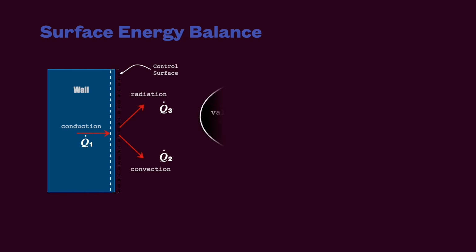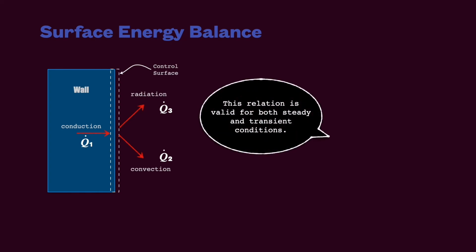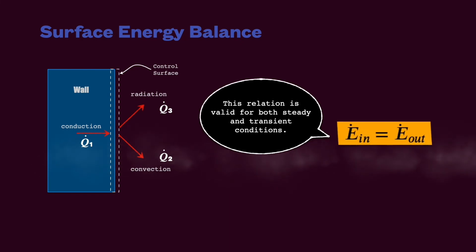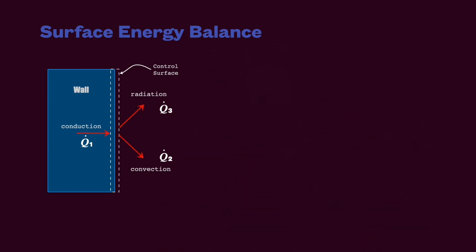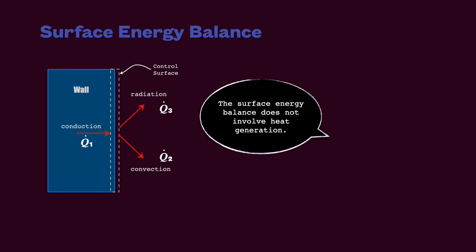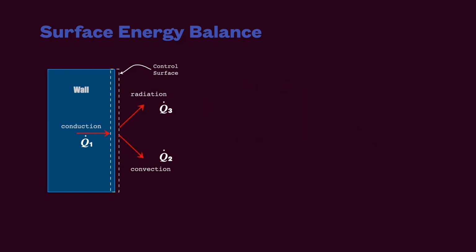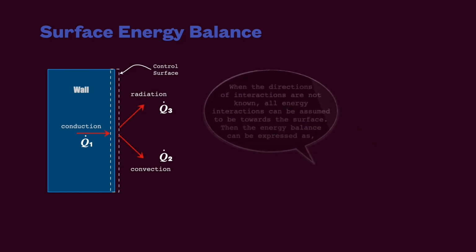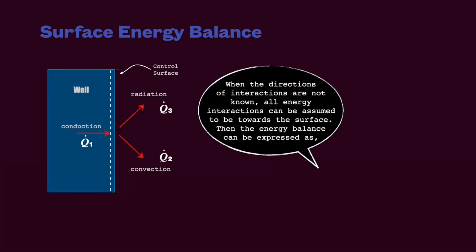Based on the given system, the energy balance is simply that the rate of energy transfer in equals the rate of energy transfer out. This relation is valid for both steady and transient conditions. The surface energy balance does not involve heat generation. When the directions of interactions are not known, all energy interactions can be assumed to be towards the surface. Then, the energy balance expression is as displayed.